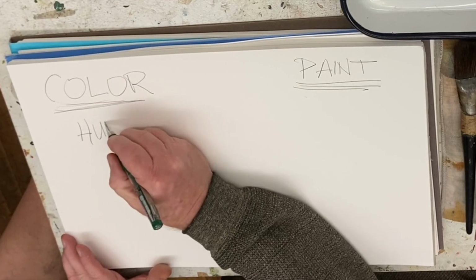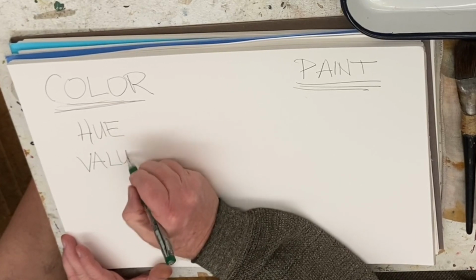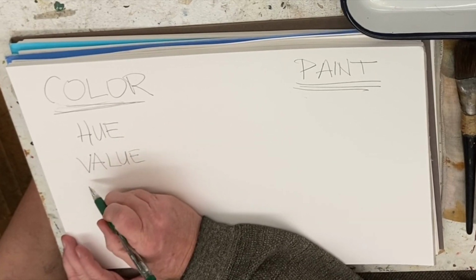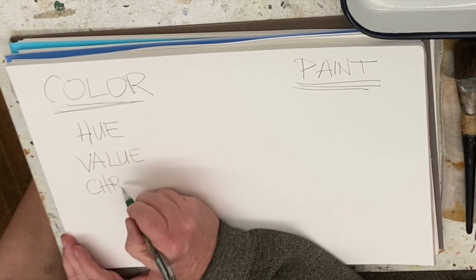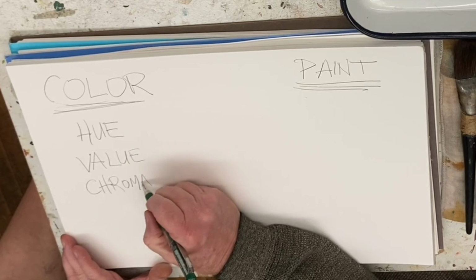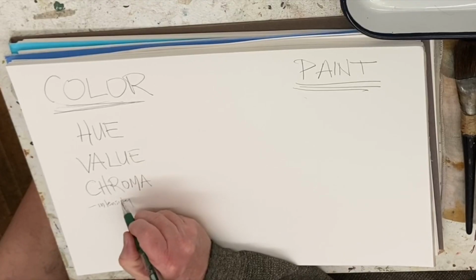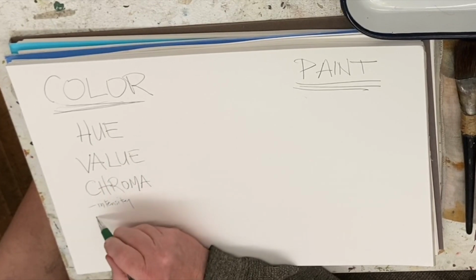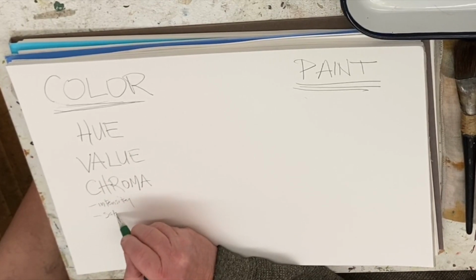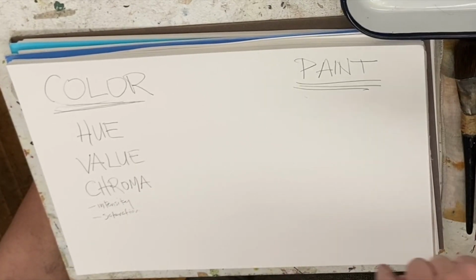Hue, value, and I'm going to use a word that most of you don't use, chroma, but I could say intensity, but that one can be confusing with some other ideas that are out there. Saturation. Dye folks do. That's what they're going to pay attention to.